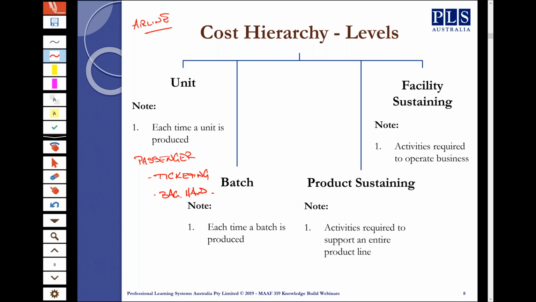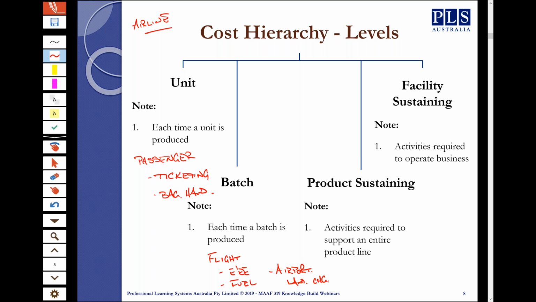If I'm looking at a batch, to me, a batch of passengers would be taking a flight. So I would then look at costs incurred at a flight level. So I would look at costs with respect to employees. I would look at costs with respect to fuel. I might look at things like airport landing charges if I'm in that airline type environment, so the airport landing charge logic. If I'm then looking at product sustaining, you'll find this is activities required to support an entire product line.